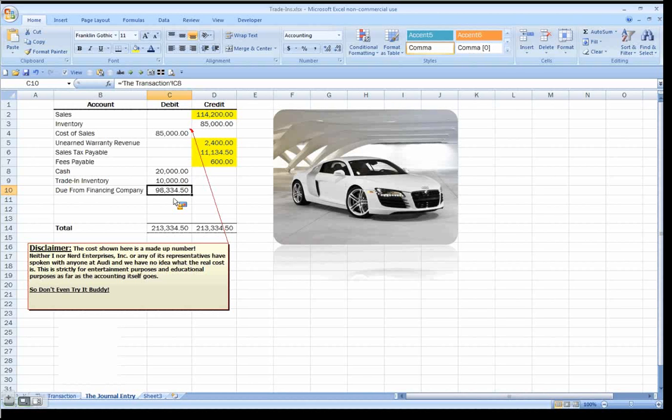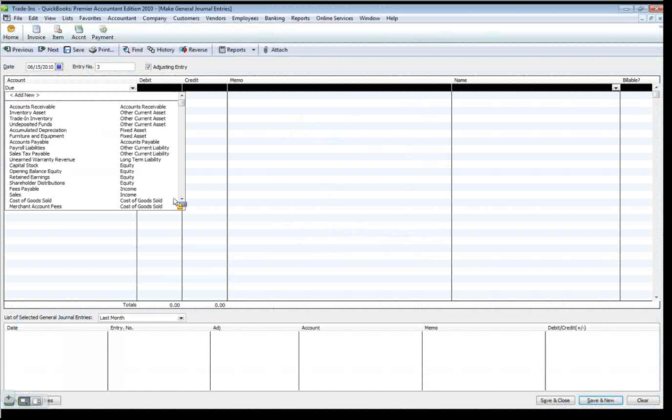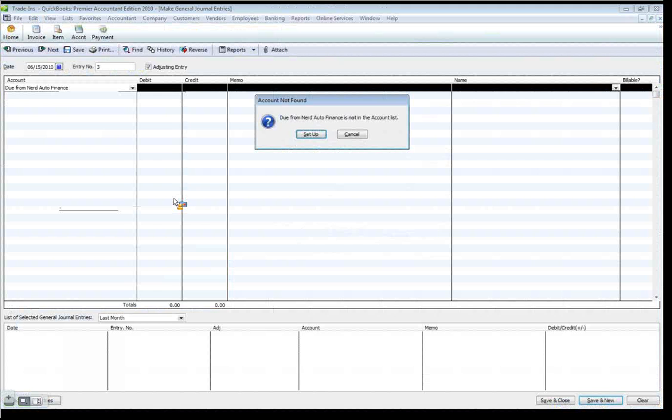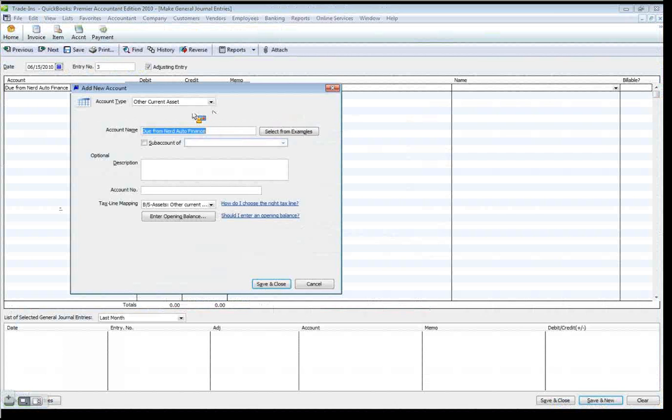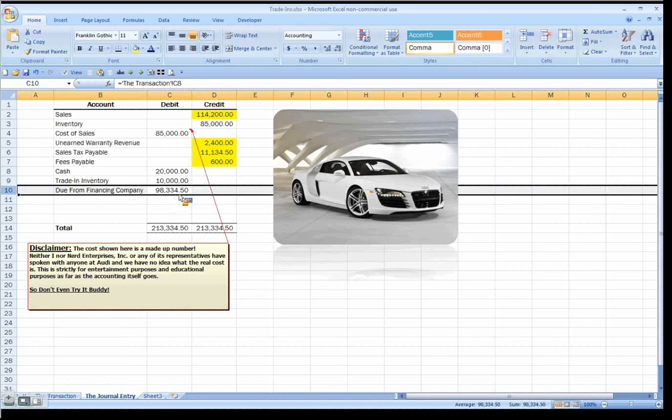And once again, the way I'd like to do it is to record a journal entry. Due from Third Auto Finance. Set it up. Sure, I'll start an auto finance company. This is going to be an asset, right? The current asset. Presumably they're going to pay it to us right away. And again, we have the balance going to accounts receivable for Nerd Enterprises because we pay off the rest of the invoice with that amount.